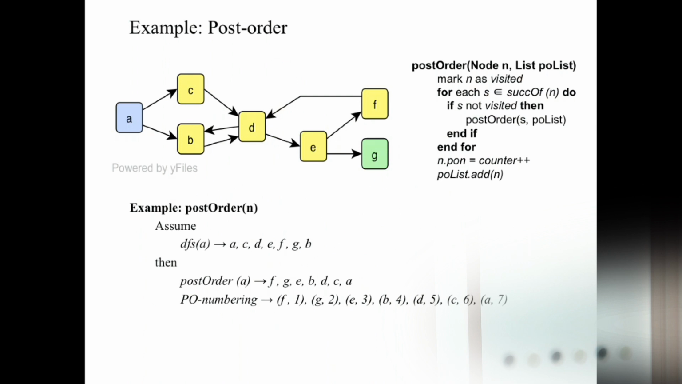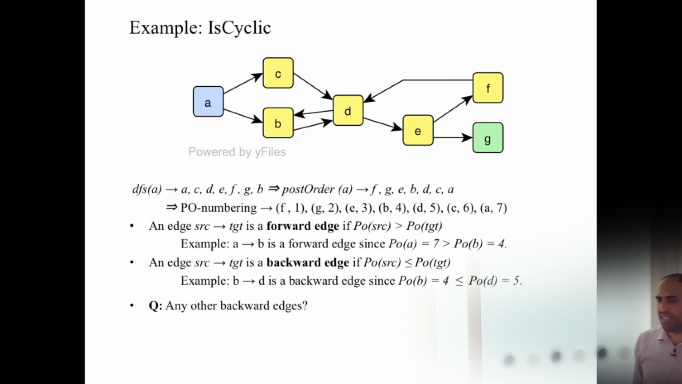And now, if you see, using this post order algorithm, we have assigned every node a number, which is a post order number. Okay? And now we can use this post order number to find out if we have cycles in our graph or not. And how can we do that?